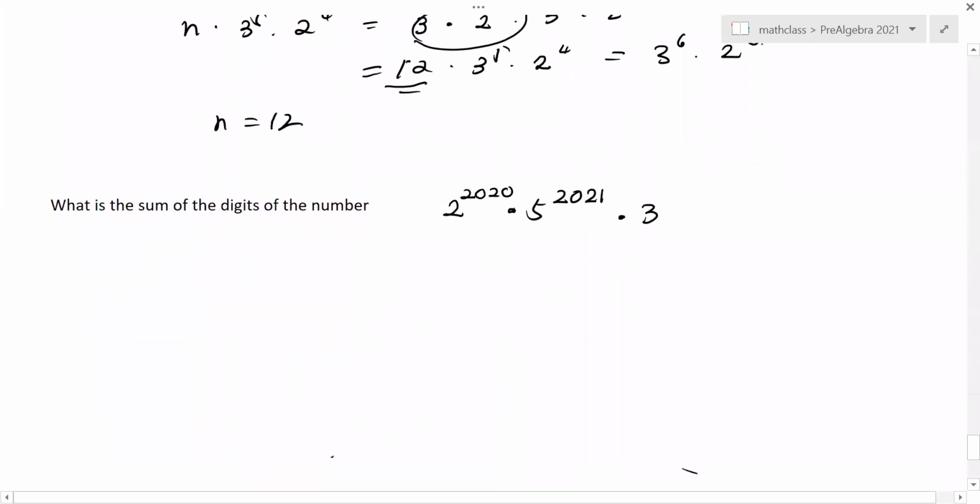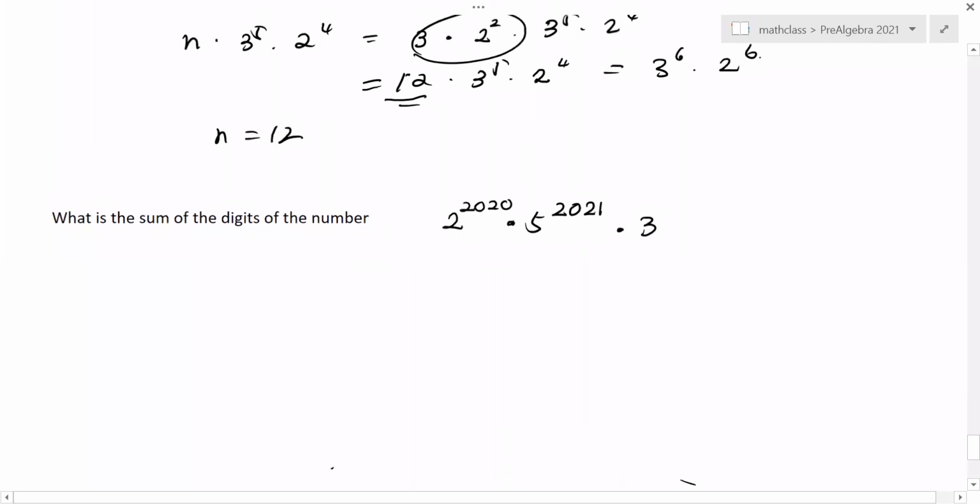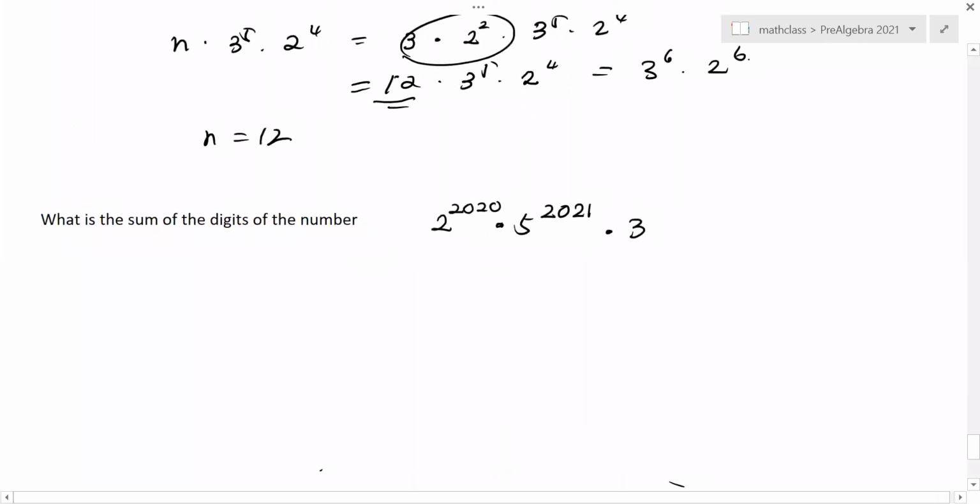Right. What is the sum of the digits of the number? Okay, similar idea, right? I just want you to see that in order to calculate the product, you have to use this fact. 2 times 5 is going to be 10.